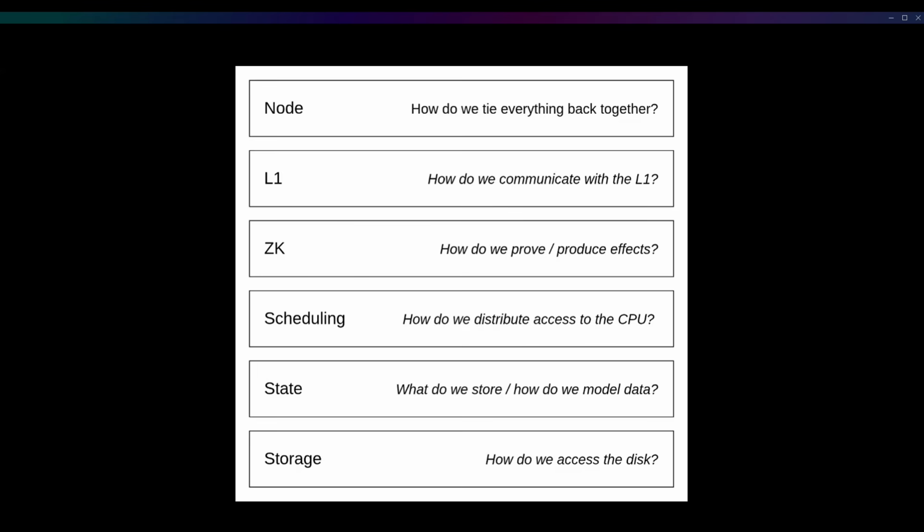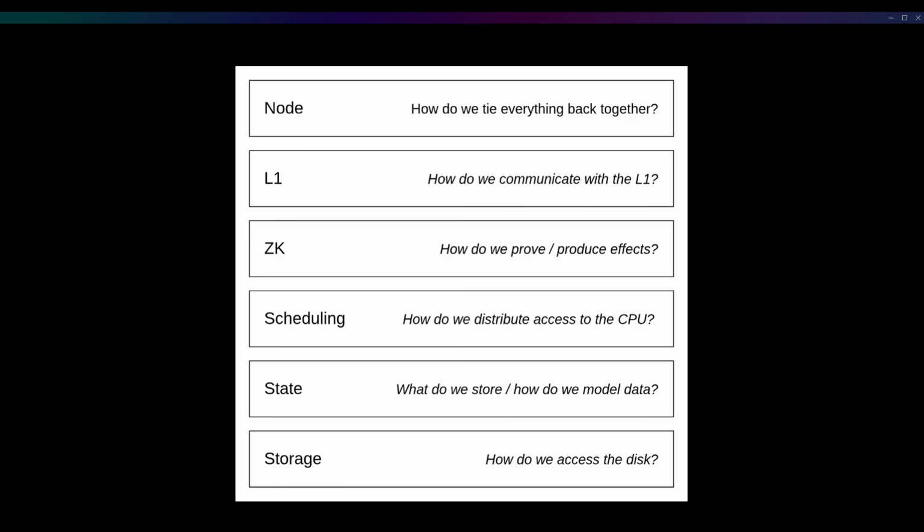So this entire layered architecture essentially gives us a very nice and modular isolation of concerns. And the dependencies flow strictly downward. That means that the storage doesn't know anything about the state. It just provides a way to store arbitrary data. The state doesn't need to know anything about the scheduling. The scheduling layer doesn't need to know anything about the zero knowledge part. The L1 related code doesn't know anything about the node, and so on. So all of the dependencies are strictly downward facing.